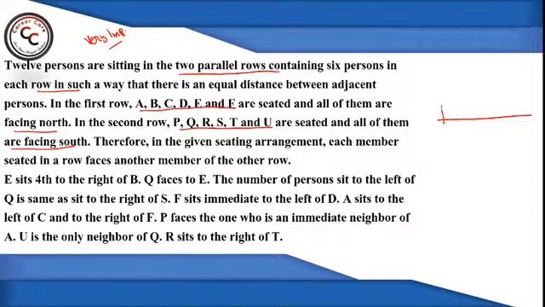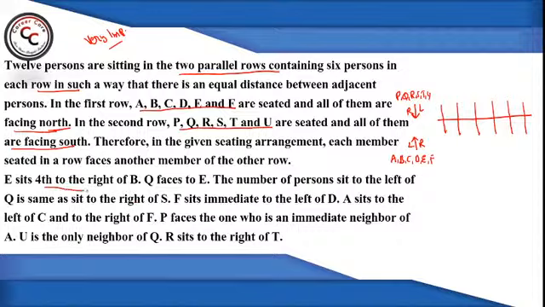So if I take you to the blueprint, it looks like this: 1, 2, 3, 4, 5, 6. Okay. So this is the north row facing people and this is the south row facing people. The people who are in the first row are A, B, C, D, E, F, and these guys are facing north. In the second row, P, Q, R, S, T, U. These guys are facing south. Right? Now, look at the first point.